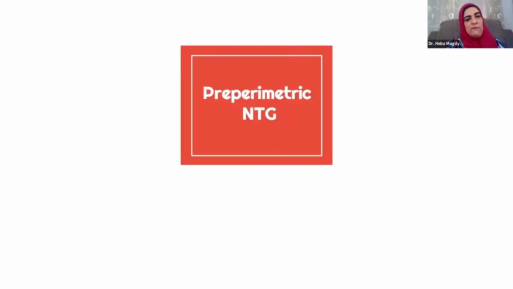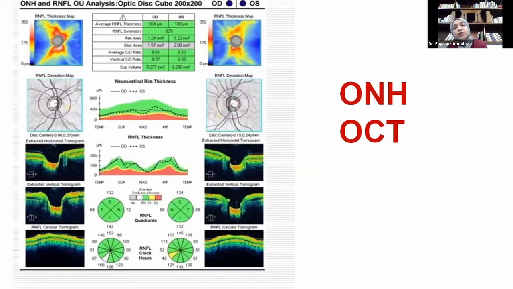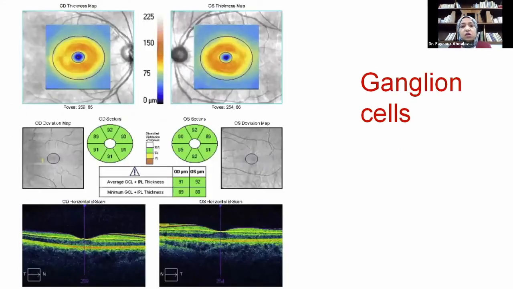Don't forget that for the visual field changes to appear, we need more than 20% of the ganglion cells to be lost. And here comes the role of the OCT in the detection of the early glaucomatous changes. Do you have an available OCT for that patient? Yes, I did an optic nerve head OCT, and the depth topography was completely normal, and also the ganglion cell complex was completely normal in both eyes.